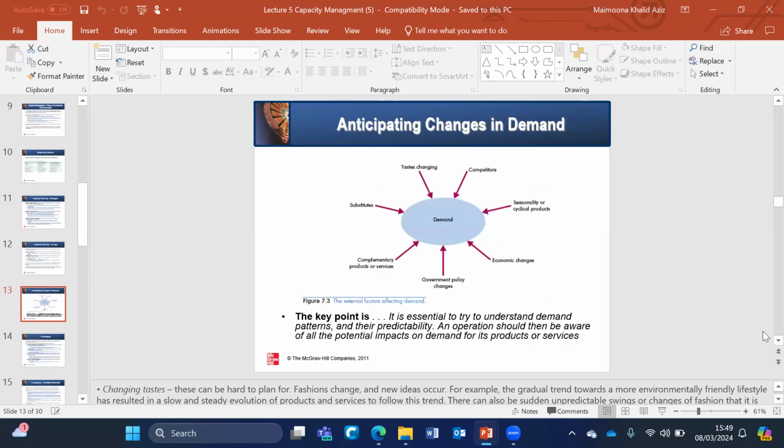Now we move on to anticipating changes in demand. Demand can change due to a lot of different reasons. It could be your competitors, what they're doing. It could be taste changes. It could be seasonality of products. It could be economic changes. It could be the government policies, the complementary products, or substitutes.